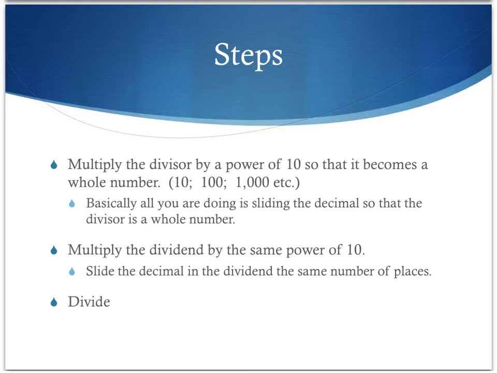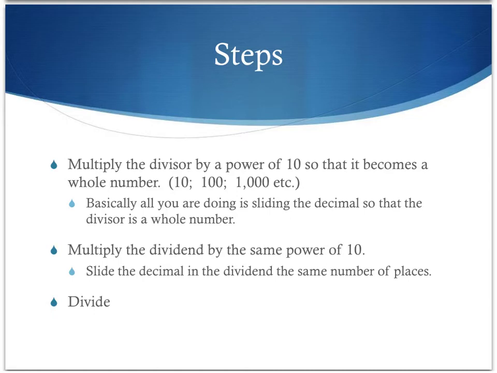The very first thing we need to do is, when we're dividing, multiply the divisor by a power of 10 so that it becomes a whole number. That's the biggest step that you have to do when you're working with dividing decimals by decimals and long division. Your divisor has to be a whole number. Basically, all you're really doing is sliding the decimal so that the divisor becomes a whole number.